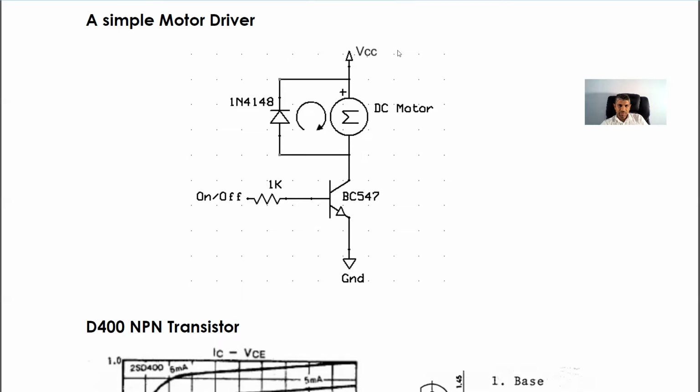Still there will be a current flow through the motor in the same direction. That current may cause some damage to your transistor and other circuits. Therefore, we are going to use a diode like this, and the current will flow through this diode.